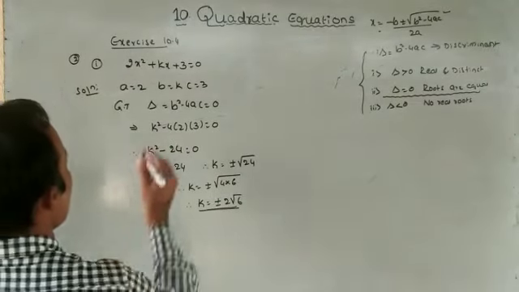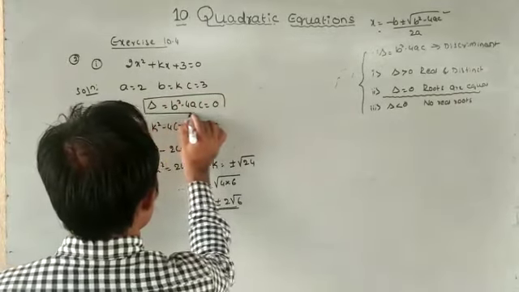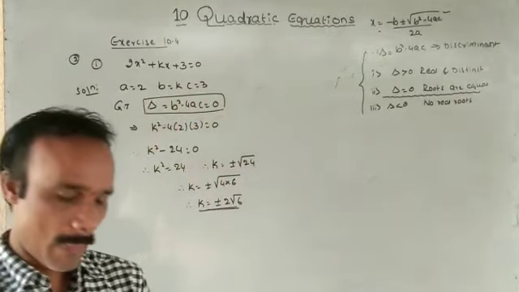So this is a very important condition. Without this we cannot find the value of k. Okay, is it clear?